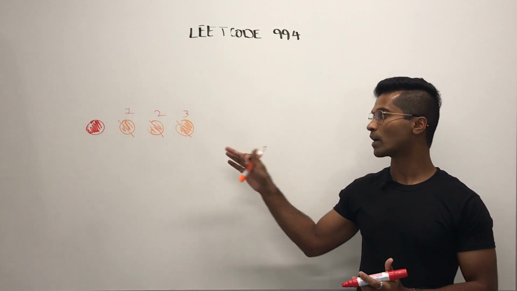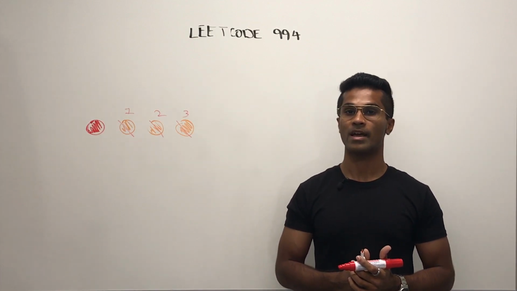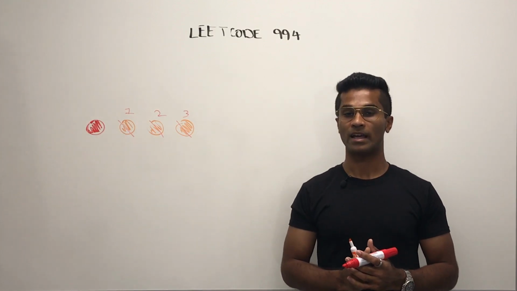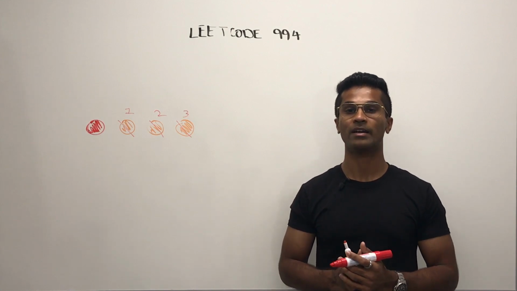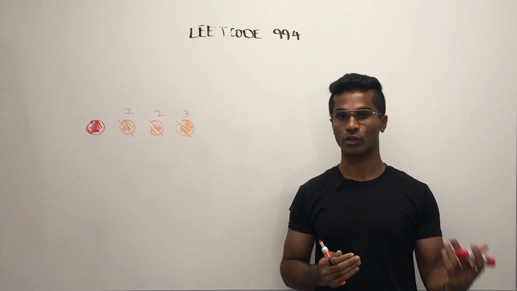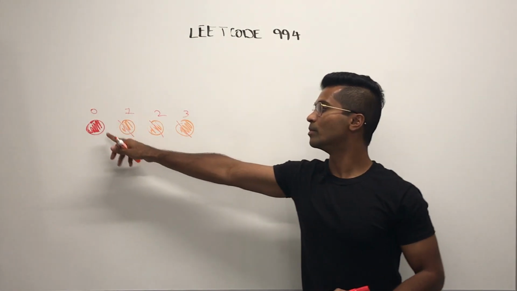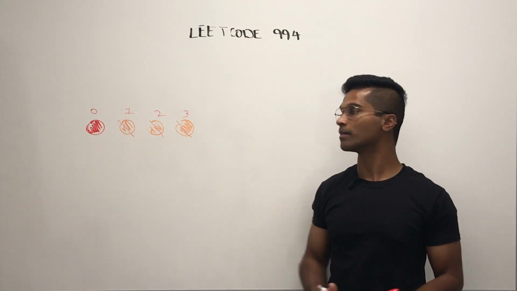So how can we keep track of these layers? Well, we can tell an orange that's adjacent to a rotten orange, hey, it takes 1 more minute for me to rot than it takes for you to rot. So in the beginning, it takes 0 minutes for this rotten orange to rot because it's already rotten.